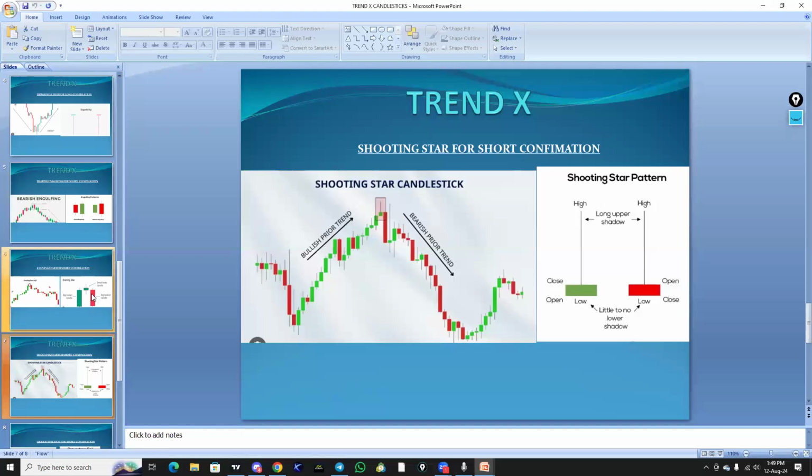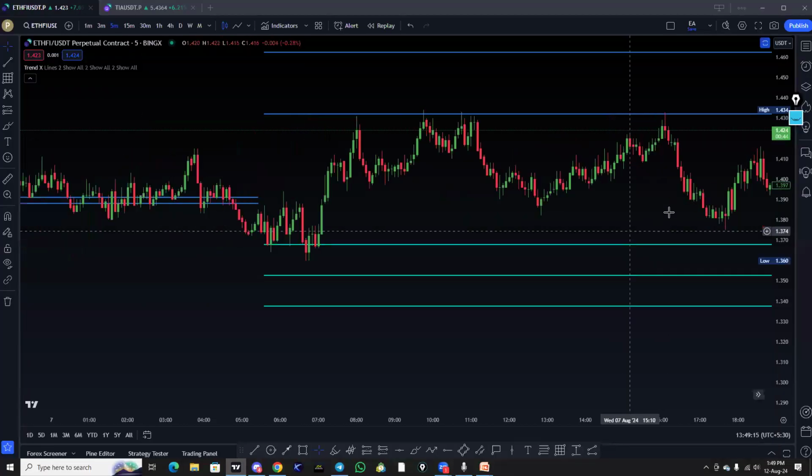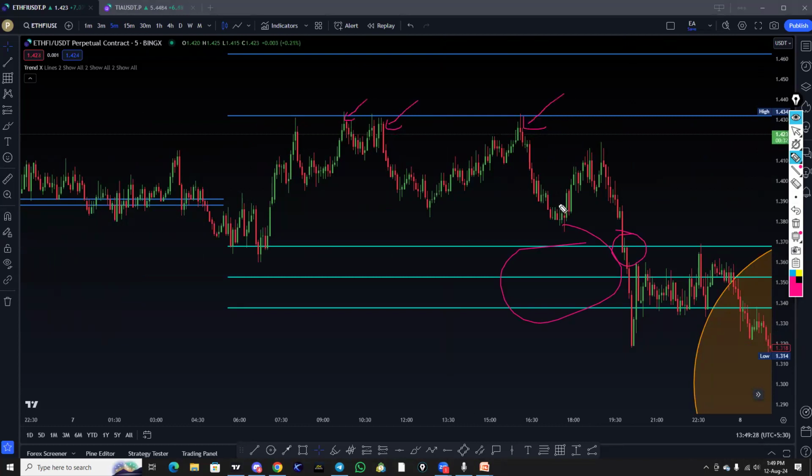It should be near resistance, I said, right? See, now this is the resistance. So our target is our trend X. See, this is our target. And this is how we are looking at our trades. Now you can see this is an evening star. This is a shooting star. Again, this is an evening star.